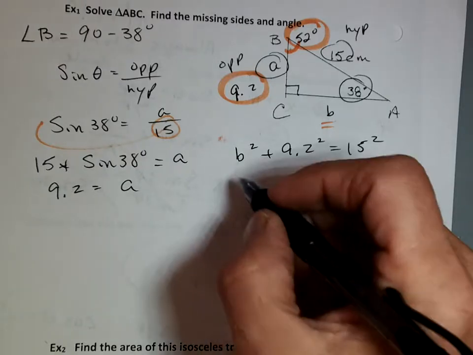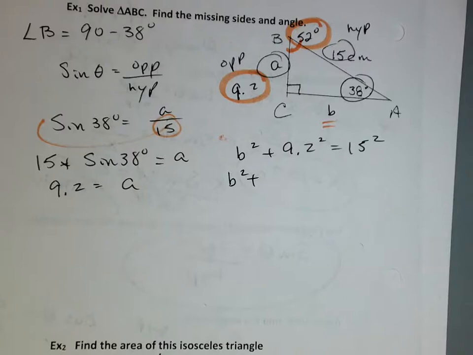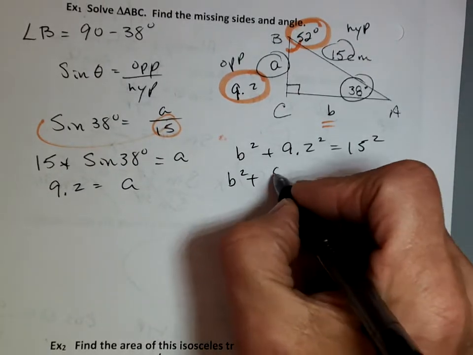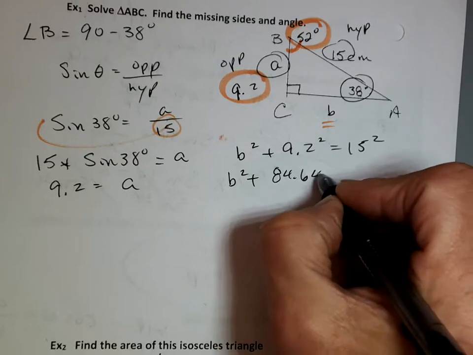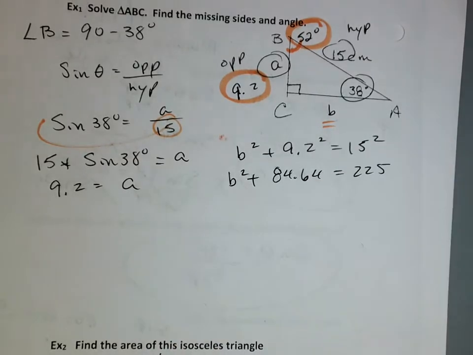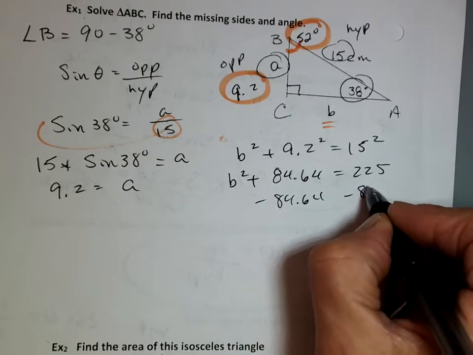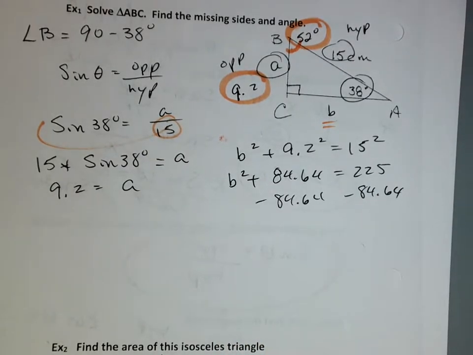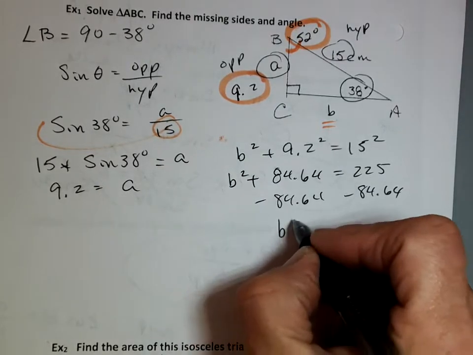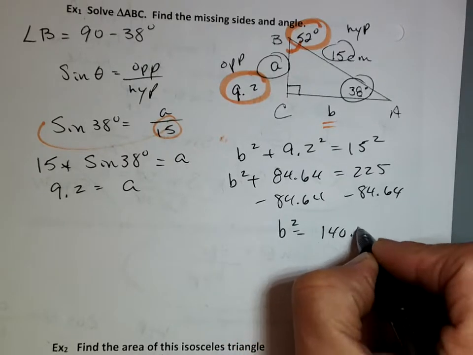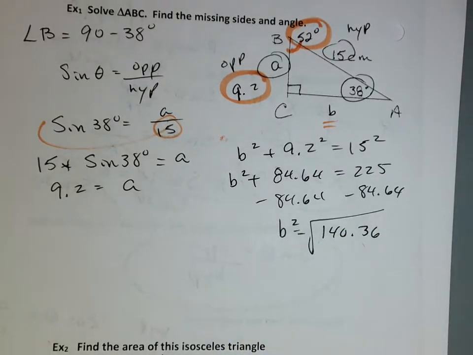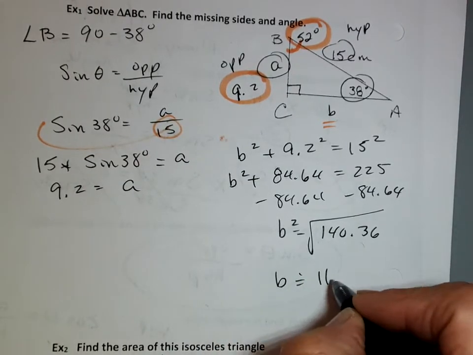So I should have b squared plus 9.2 squared, and there's about 84.64, equals 225. However, the other way, using cosine, is going to be more accurate because I've rounded a little bit. So 225 minus 84.64, I get b squared equals 140.36, square root, right? And I get an answer of about 11.8. Now, anybody do it a different way?